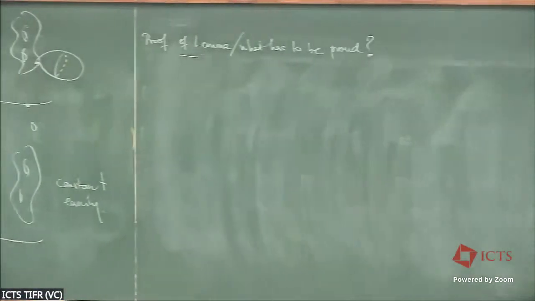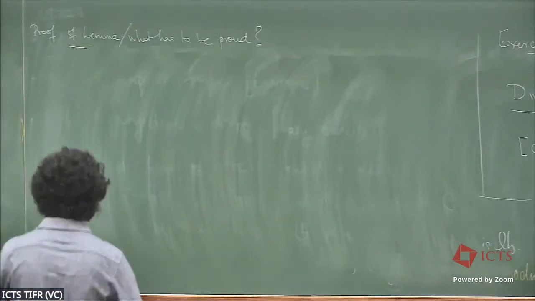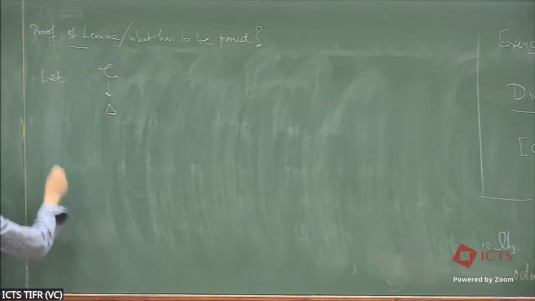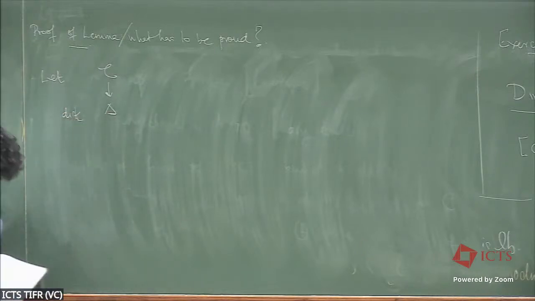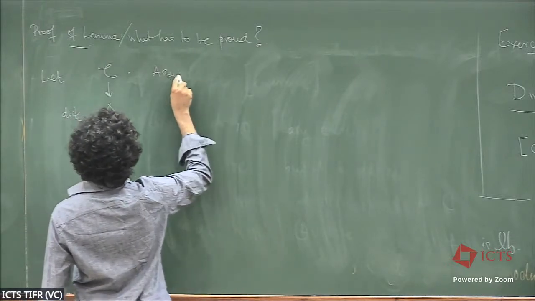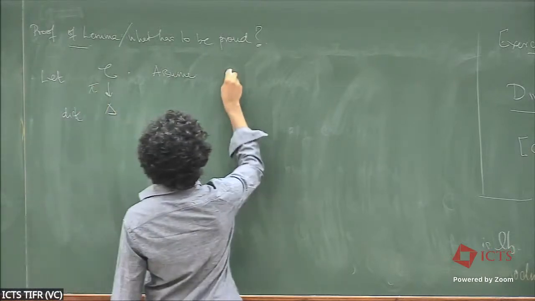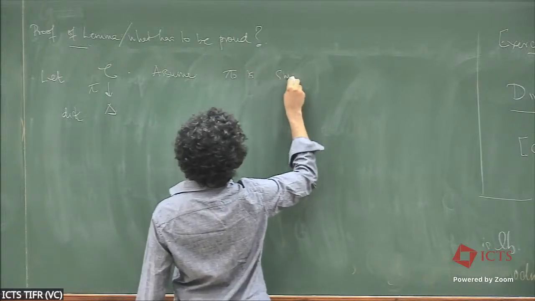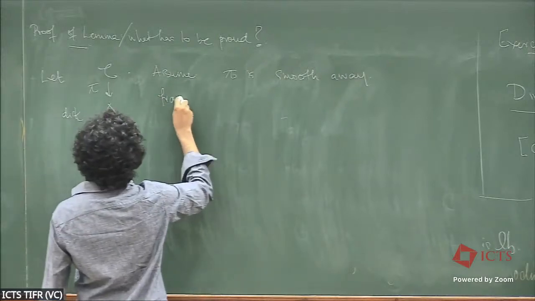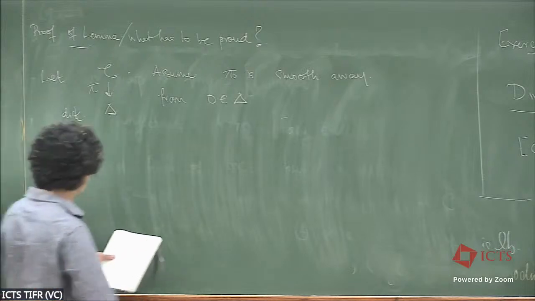Right. This is a kind of heavily AG perspective. So let's say I have a family over a disk. Okay, and I'll assume it's just a family, maybe I'll call it pi. Assume pi is smooth, so it's a submersion away from the origin. Right, so it's a nicely varying family.